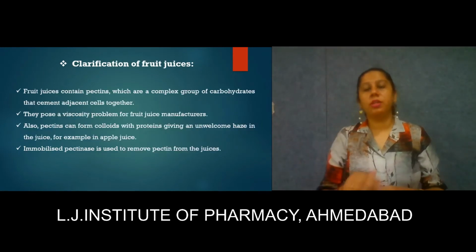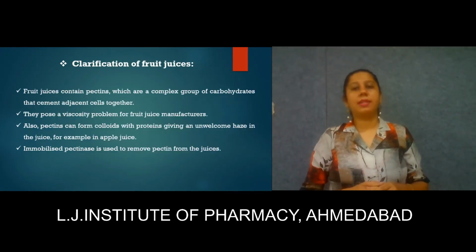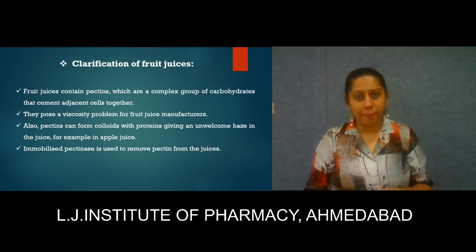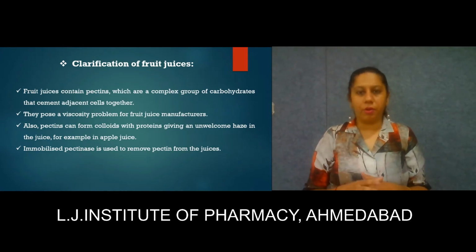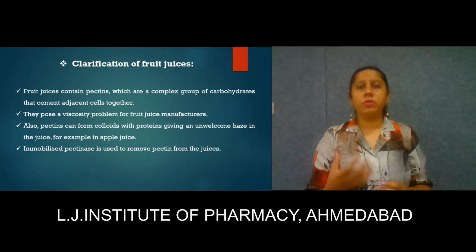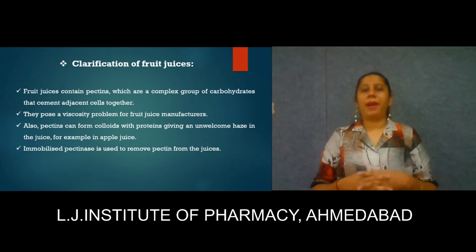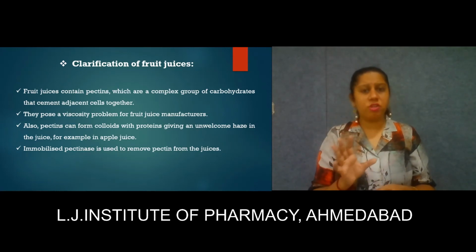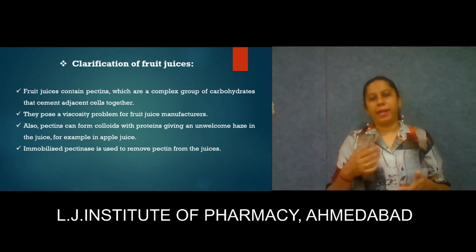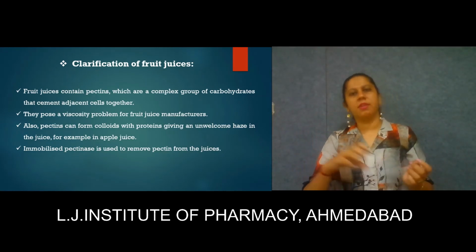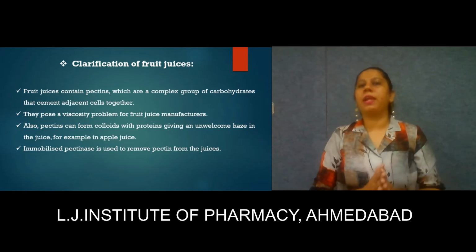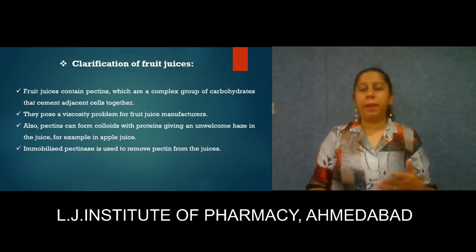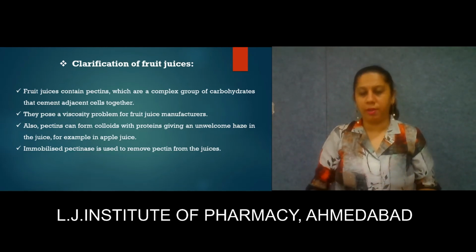Okay. So the next application is the clarification of fruit juices. Now, what is clarification of fruit juices? Many fruit juices contain pectins, which are a complex group of carbohydrates that cement adjacent cells together. Okay, and this is a major problem because they pose a viscosity problem. The pectins can form colloids with proteins and give haze to the juice. Sometimes you must have seen hazy juice, like in apple juice. So immobilized pectinase, an enzyme which acts on the pectins, removes the pectins from the fruit juices in order to obtain clarified fruit juices, which are not at all hazy. Okay, and of course they also help in preventing problems during manufacturing.